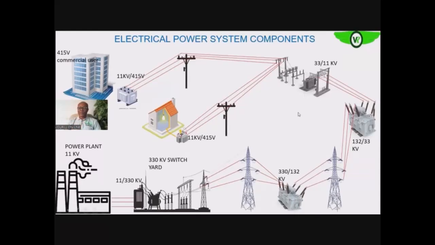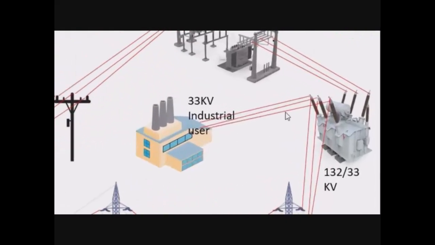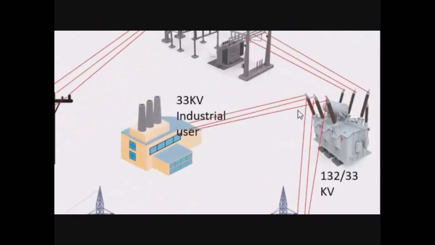There are some consumers that will need higher voltage also. Those consumers, like the industrial consumers, take directly from the last point of your transmission station, which is at the 33 kV point. They take it straight to your industrial users.